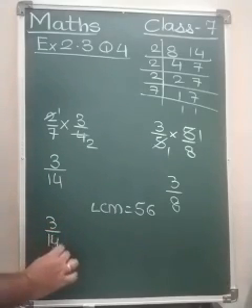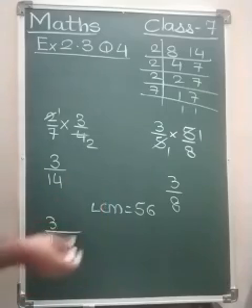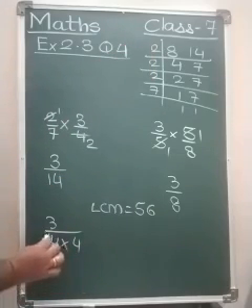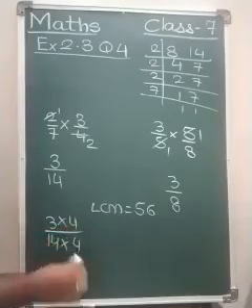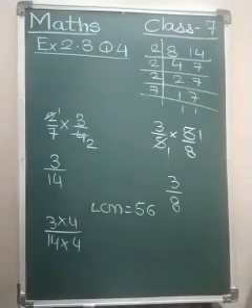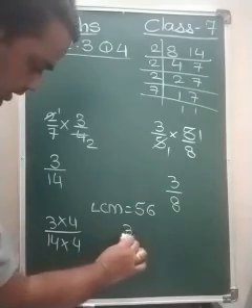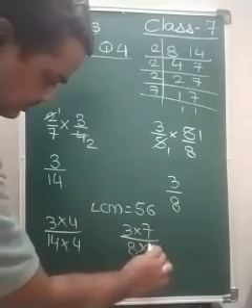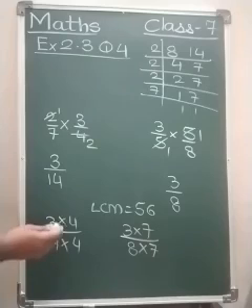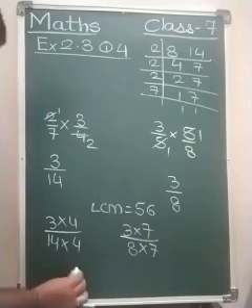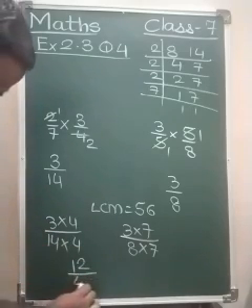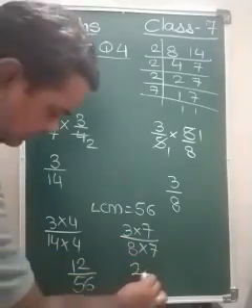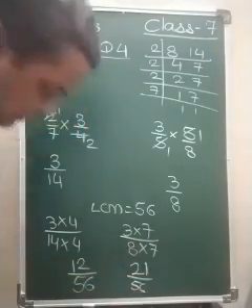Now here 3 upon 14. 14 is to be converted into 56. So 14 into 4, 4 4s are 16, 4 1s are 4, and 3 into 4. And this would be 8, 7 8s are 56. So 3 into 7 upon 8 into 7. So 3 into 4 upon 14 into 4. This would be 12 upon 56. And this would be 3 7s are 21 upon 56.